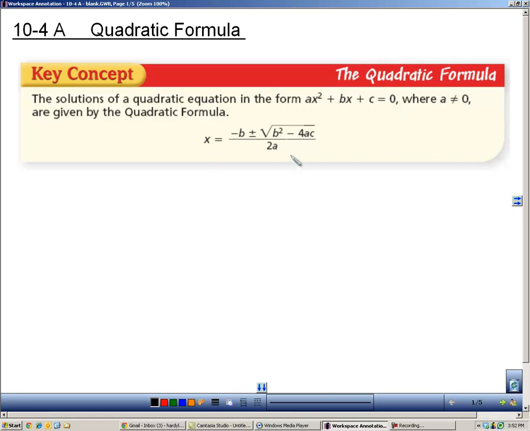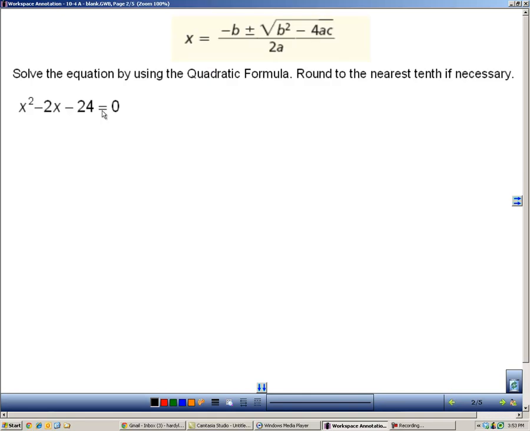This formula uses the a, the b, and the c in a quadratic equation. You can find the x solution by plugging the a in for the a's, the b in for the b's, and the c in for the c, and solving. So here's a quadratic equation that we have to solve using the quadratic formula. I left the formula up here so we could look at it.